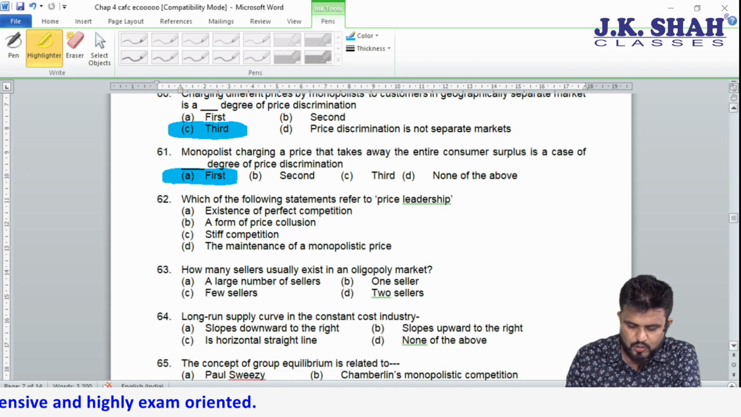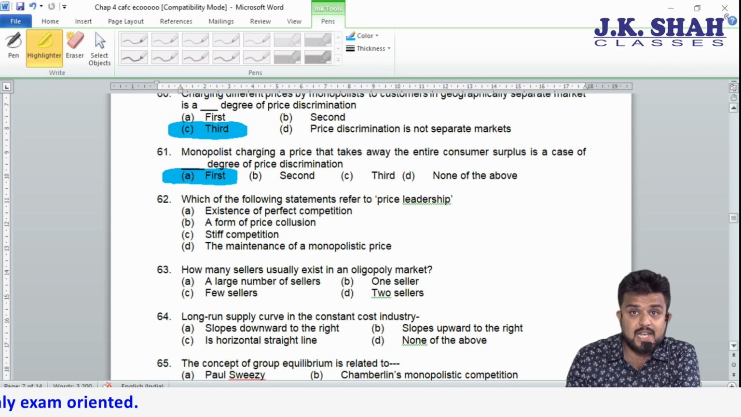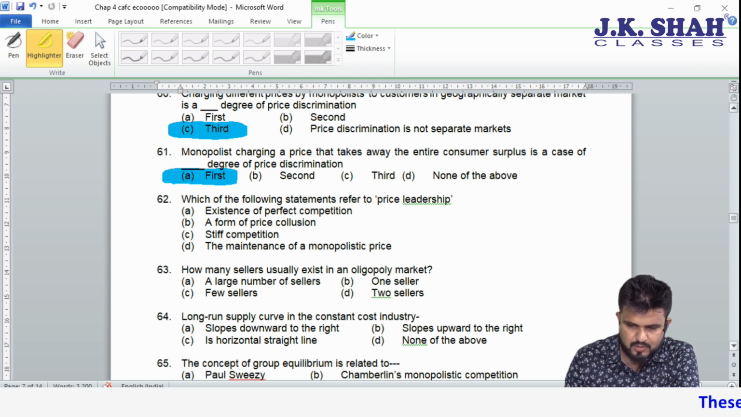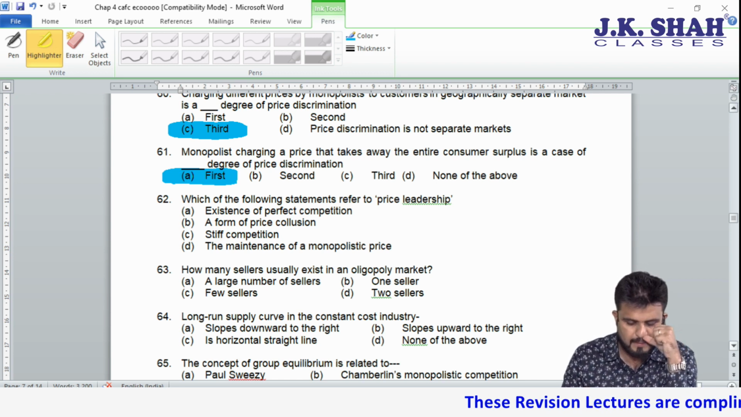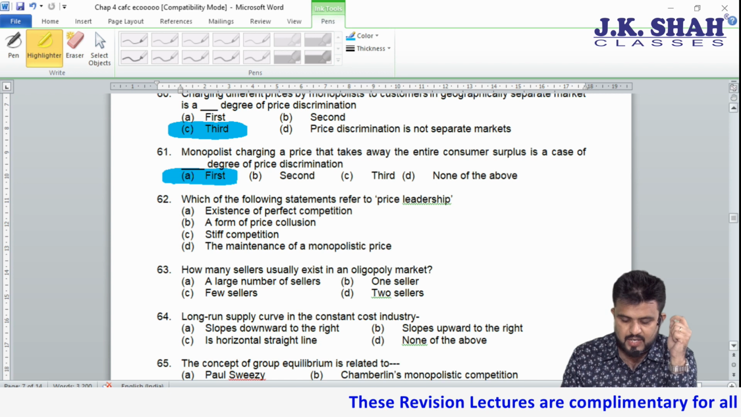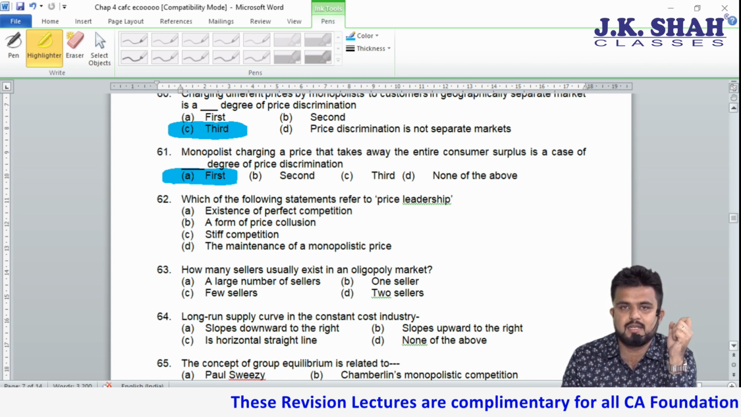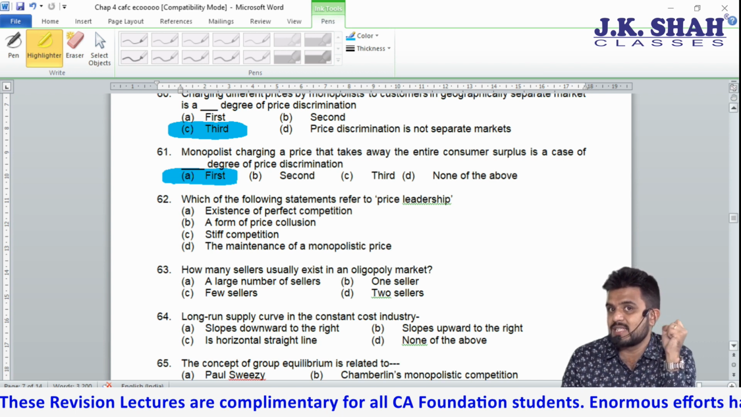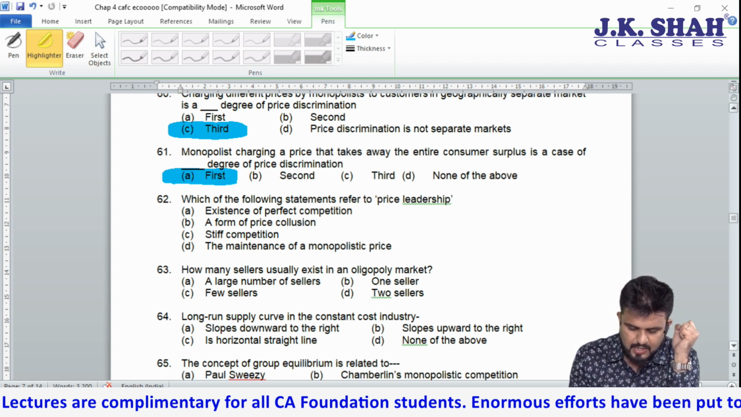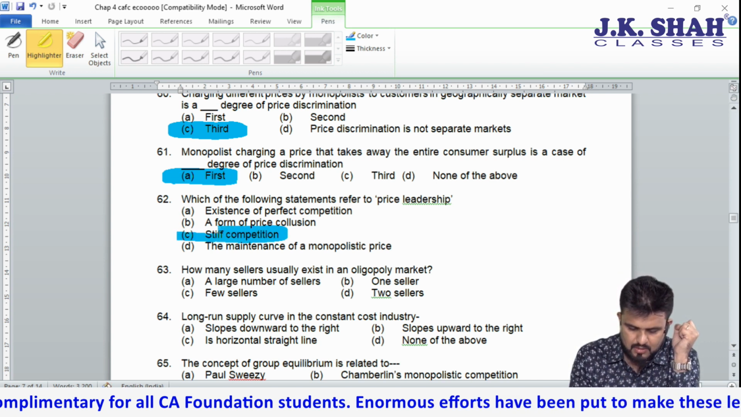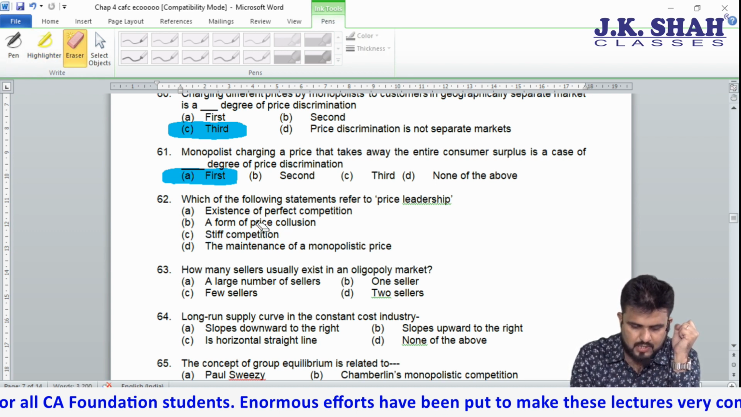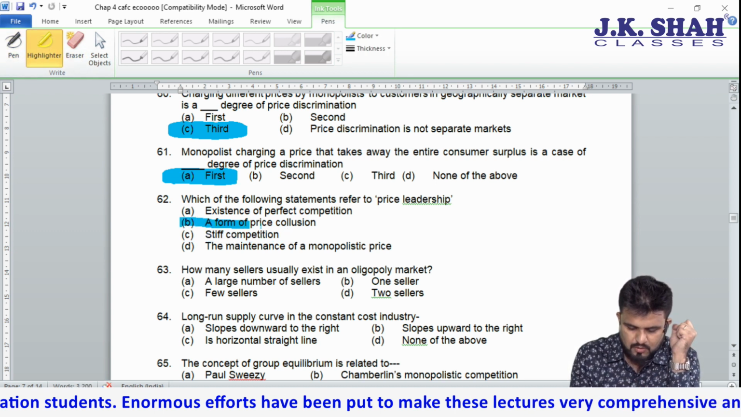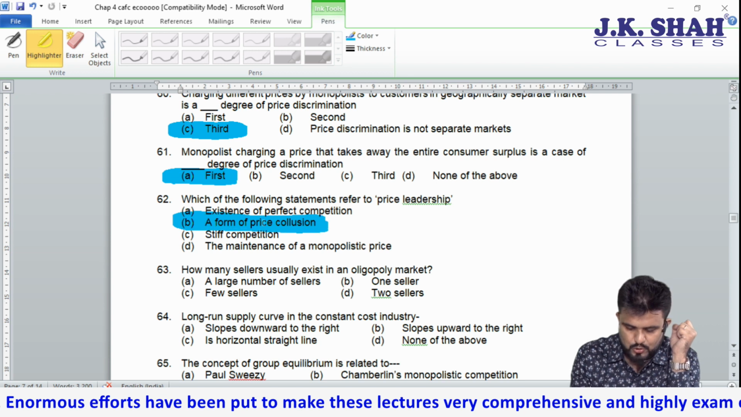Which of the following statements refers to price leadership? Existence of perfect competition, a form of price collusion, stiff competition, maintenance of monopolistic price. Now can I say sellers coming together deciding a common price? Then it is nothing but a form of price collusion.